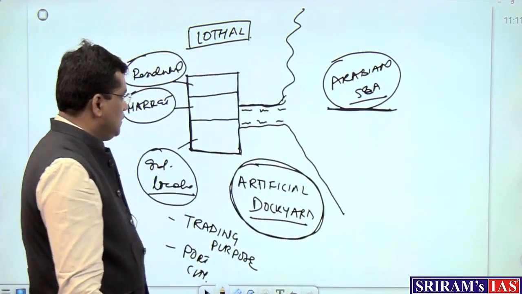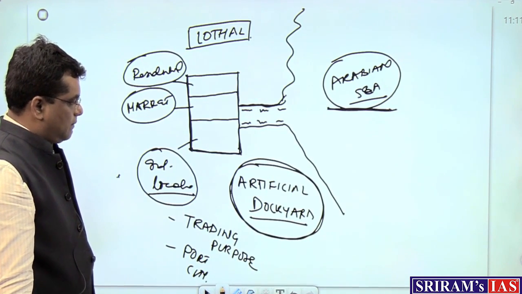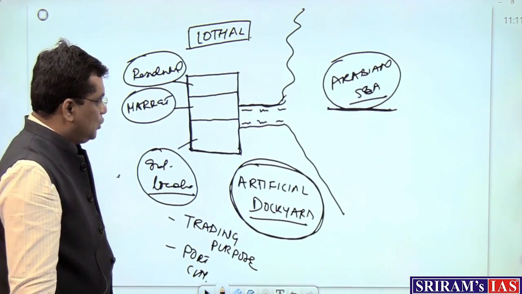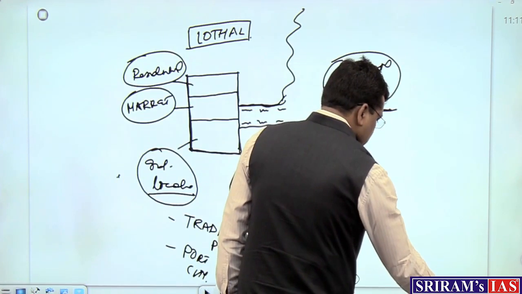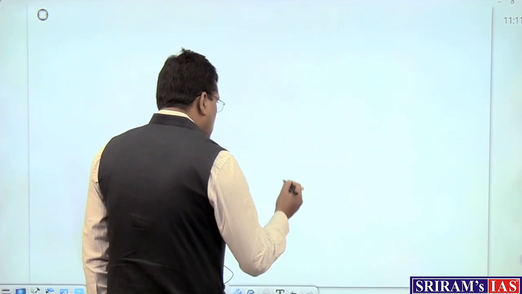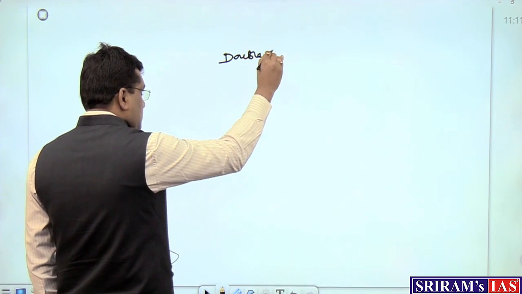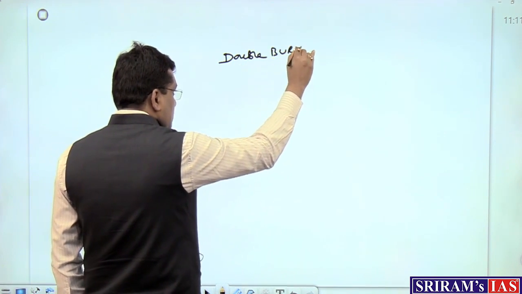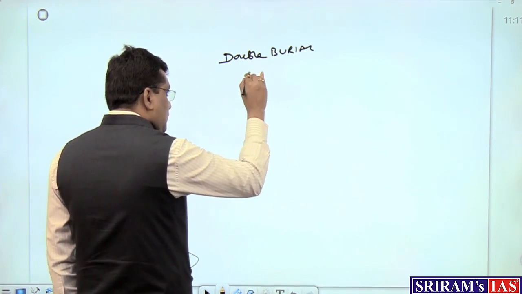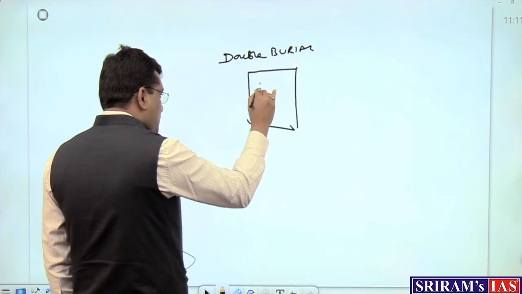Industrial locations, so all this. So, Lothal. Then subsequently, in Lothal, we have the practice of double burial. It means in a grave, there is a skeleton of a male and a female.